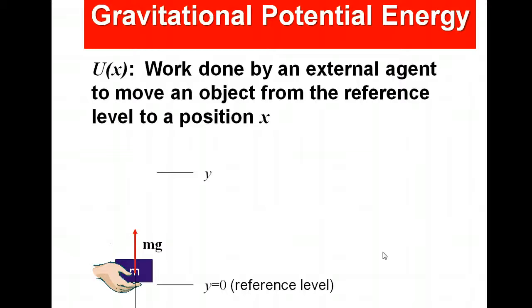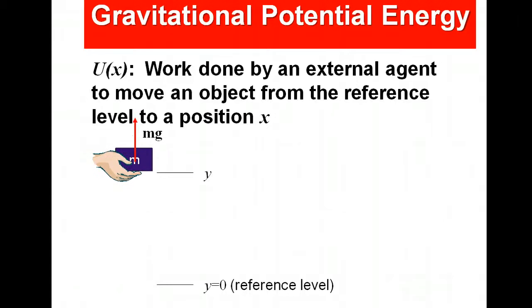Forces are mg downward. I'm exerting a force of mg upward because this is in equilibrium. I'm going to move it to some position y from the reference level. That's some arbitrary level at which the potential energy is equal to 0. To move it to position y, I have to exert a force of mg through a displacement y, and the force is in the same direction as the displacement y.